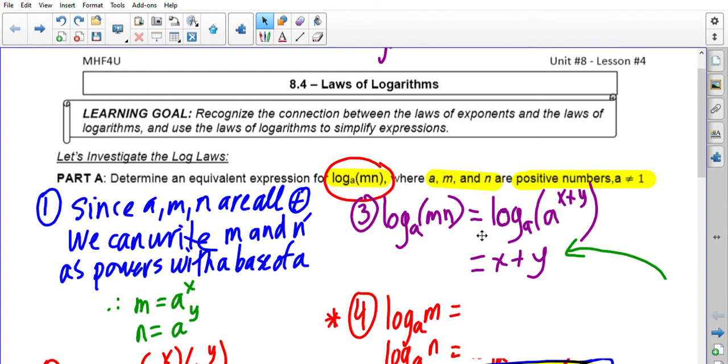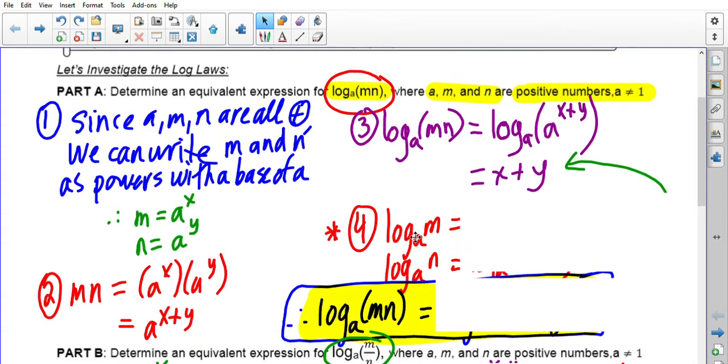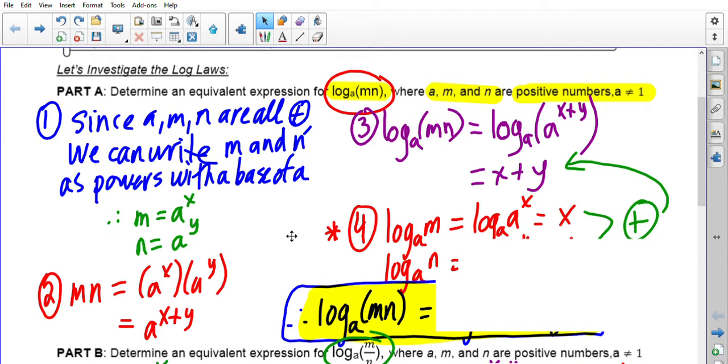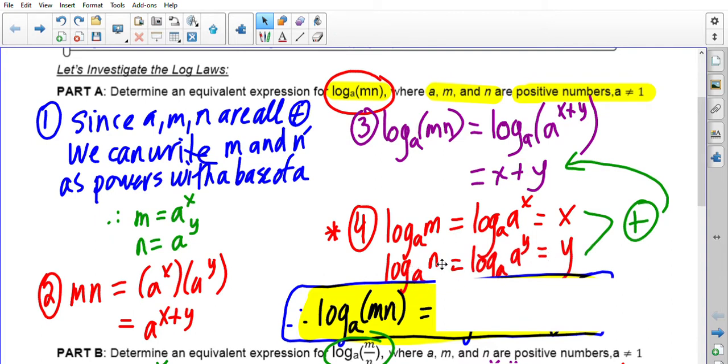Alright, so how can we work with that? The next thing we're going to do is separate log of m and log of n. If I just do log of m to the base a, that would be log of a to the x to the base a, because we said m was a to the x. And that's just equal to x, by the log property again. If I do log of n to the base a, that's log of a to the y to the base a. Those two are the same base, so the answer is just y.